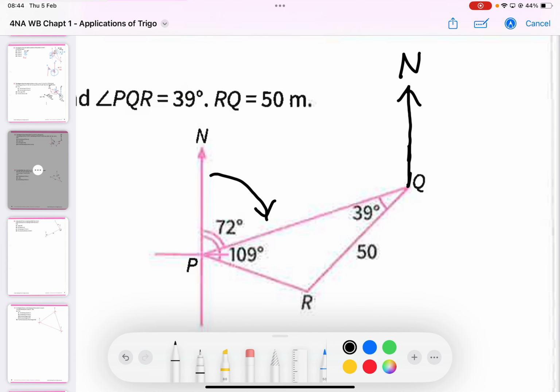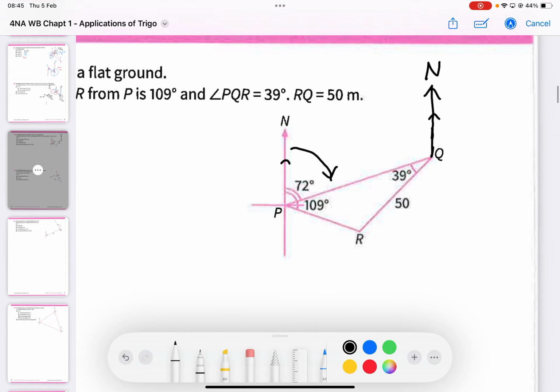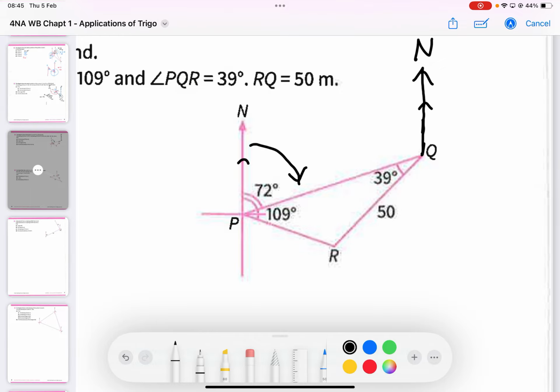Okay. Then whether it is north from Q or north from P, they will be pointing in the same direction. That's why these two lines are parallel. So all the lines pointing to north are parallel. There will be a lot of parallel lines inside your bearing questions. So R from Q means I want to measure from north until here. So this is the angle that I want to measure.